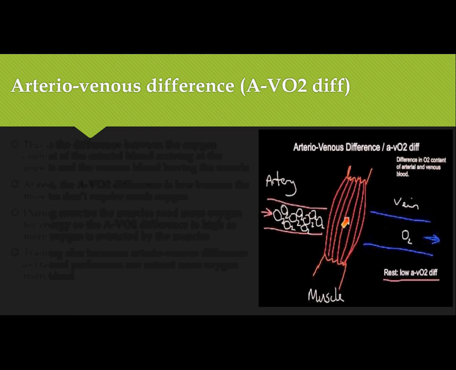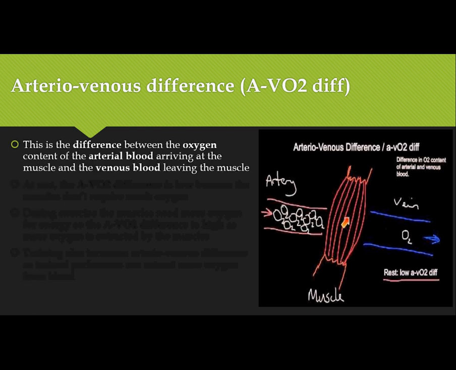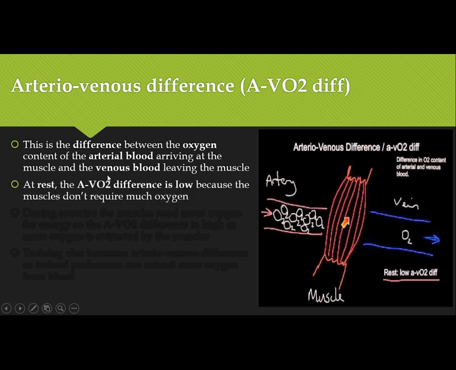Now, the AVO2 difference. When we are exercising, this explains the difference between the oxygen content of the arterial blood arriving at the muscle and the oxygen in the vein leaving the muscle. Now, at rest, the AVO2 difference is low. So at rest, the muscle doesn't require much oxygen, so a lot of the oxygen arriving in the artery continues through to the vein and goes on back to the heart again.